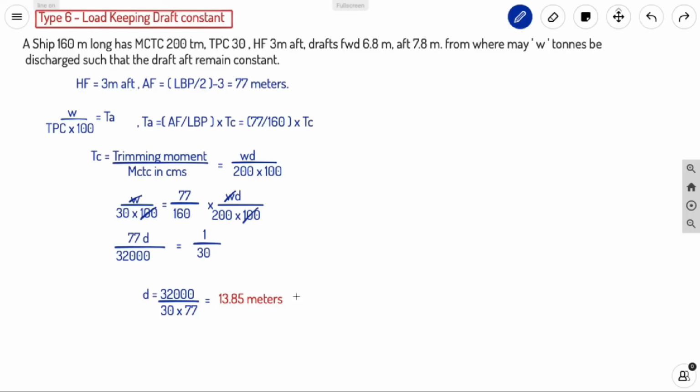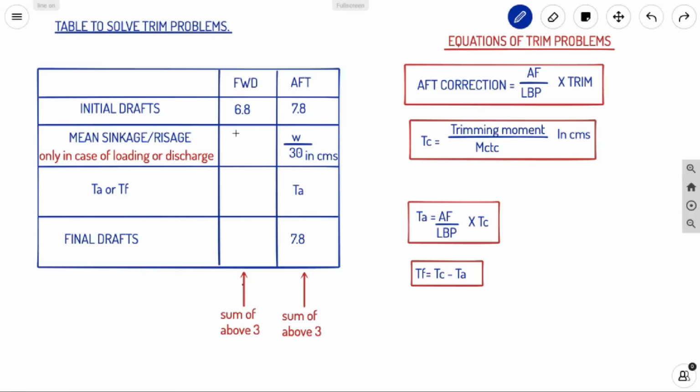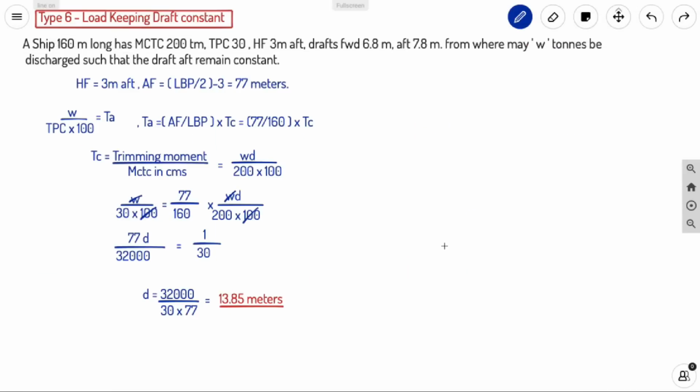That means this is the distance at which you need to load W tons to keep the final aft draft the same as your initial aft draft. So this is your answer, and this is how we solve these types of problems. If you want to keep your aft draft constant, your mean sinkage or ICH should be equal to your TA or TF, so that both cancel each other and become 0, and your initial draft is your final draft. This is how easily you can solve these two types of trim problems.